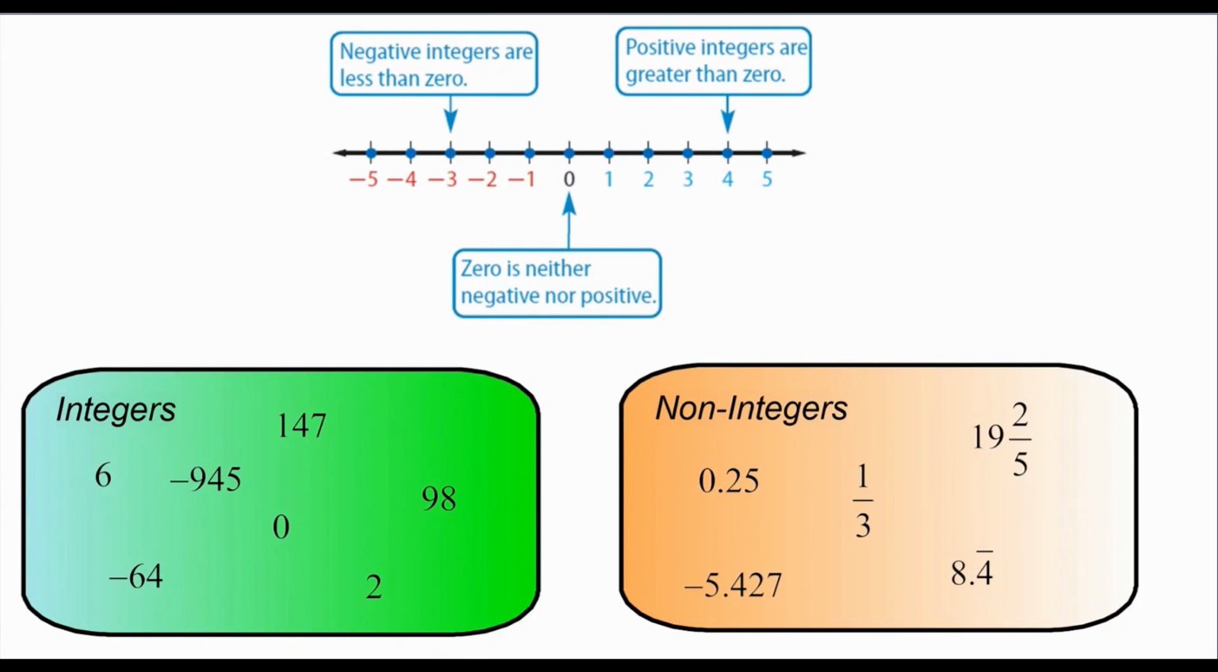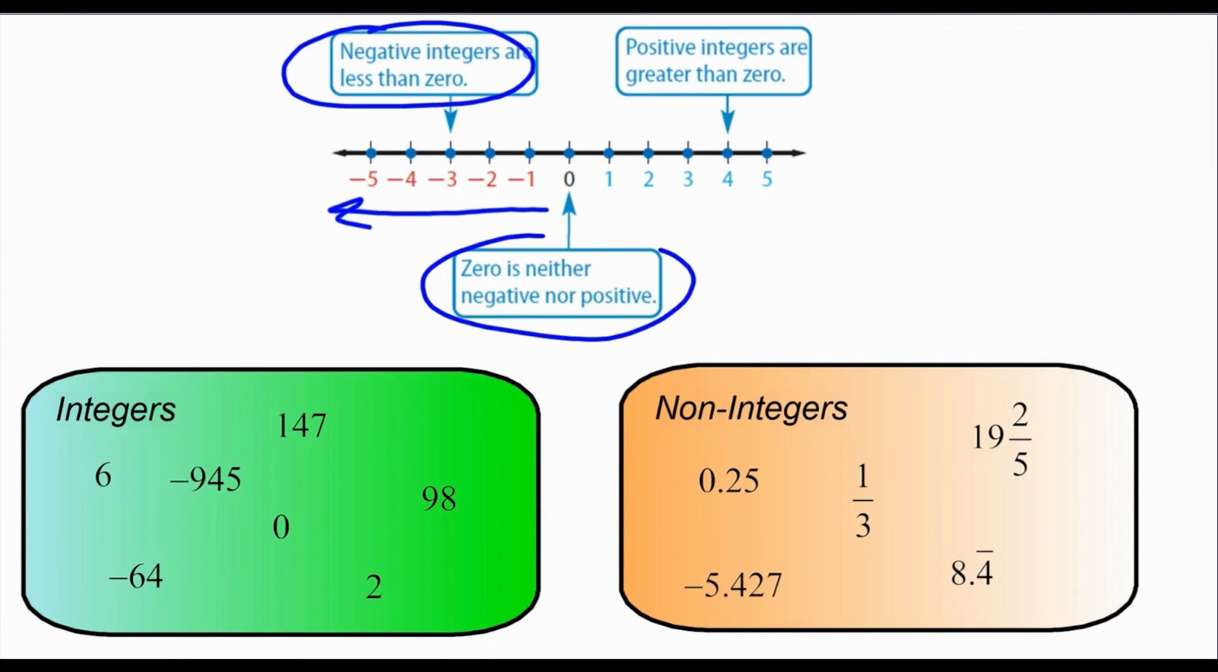And here we have a representation of our integers on the number line. We have negative integers that are less than zero. They go to the left of zero on the number line, and zero is neither negative nor positive, but it is an integer. And then we have the positive integers that are to the right of zero on the number line, and they increase in value as they go to the right.